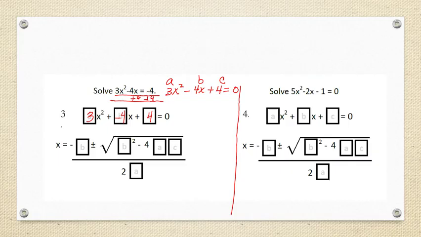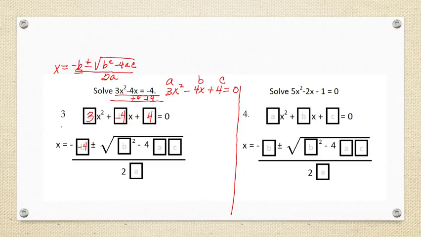So now we're going to learn how to plug it in the quadratic formula. Remember, the formula is x equals -b plus or minus the square root of b squared minus 4ac, all divided by 2a. So let's learn how to take A, B, and C and plug it in. x equals negative what? -b. What is my b value?